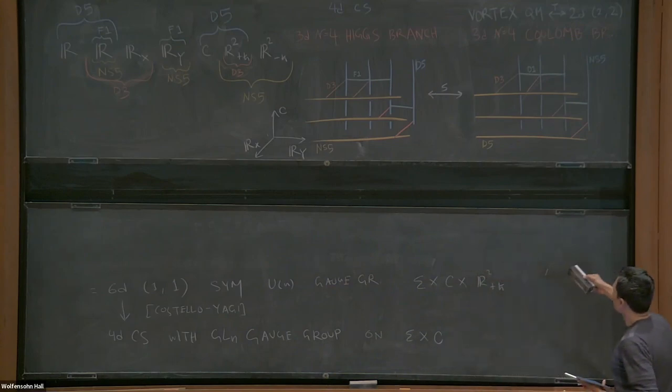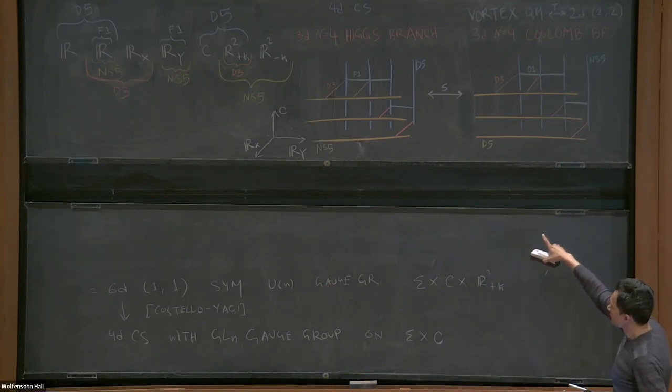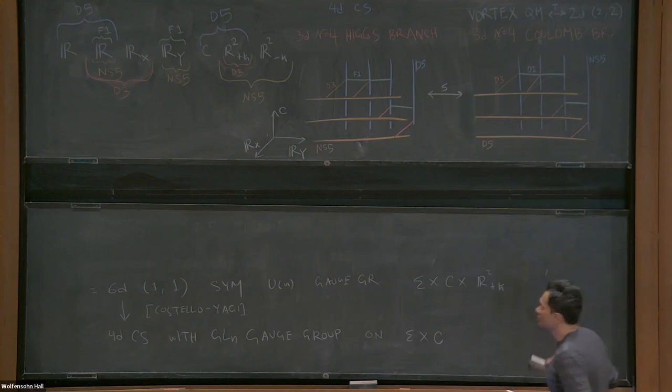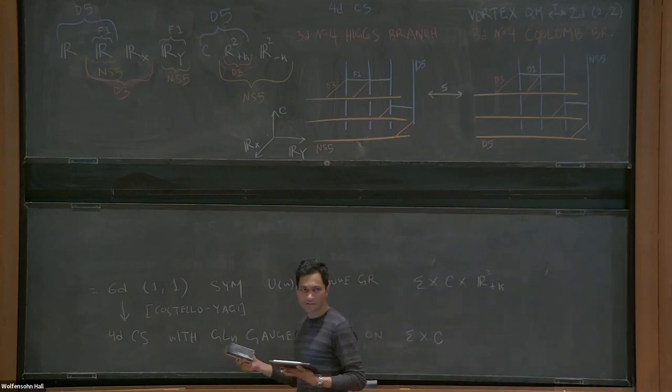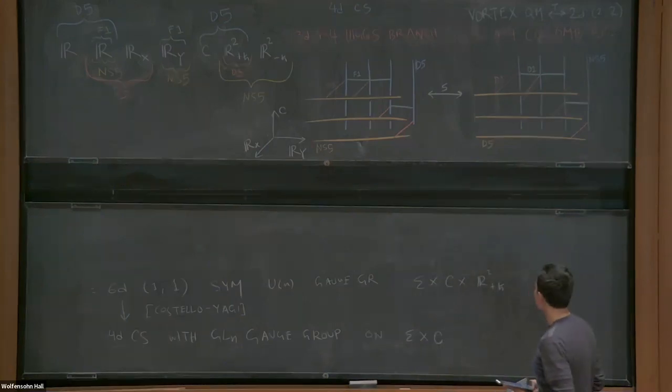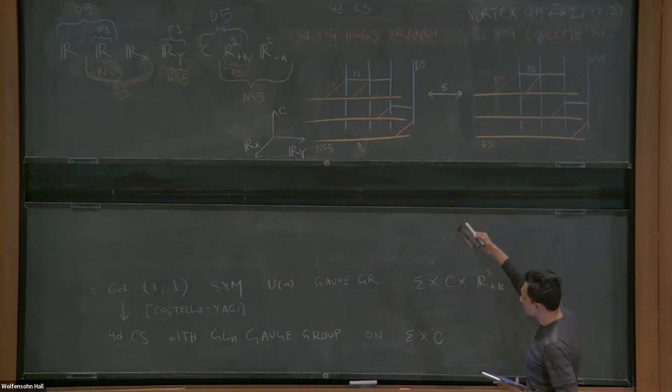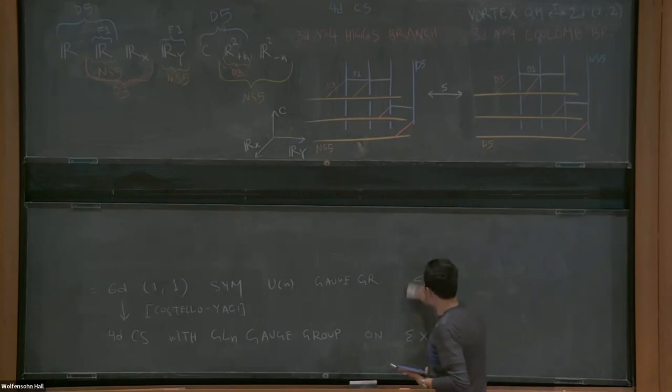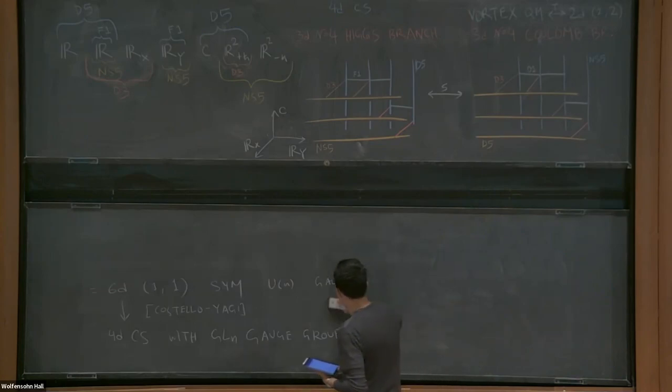Let me just make one more comment, that the number of D5 branes is going to be the same N that appears in GL(N), determining the symmetry of the spin chain. My 4D Chern-Simons will have the GL(N) gauge group because it's coming from the worldvolume of the stack of N D5 branes.